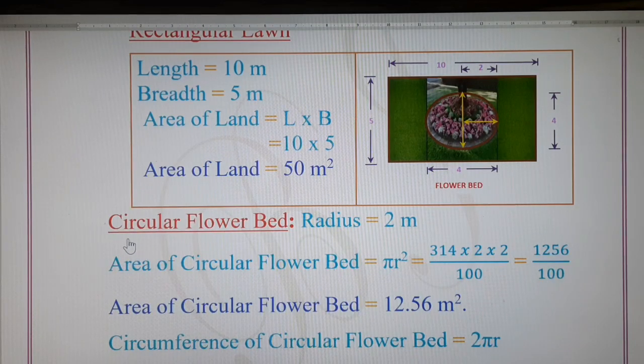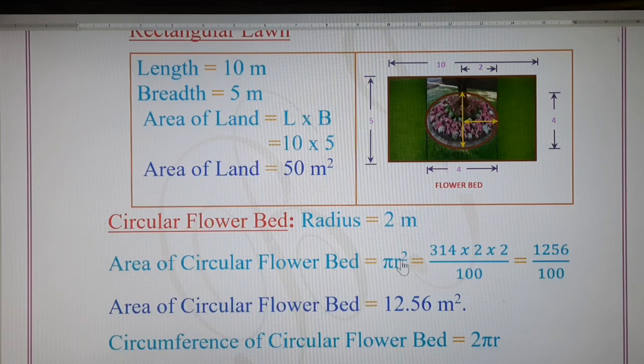So first, we will start with the heading of this second topic. The second topic is circular flower bed. And we have written down the radius. Radius is 2 meters. And we have to calculate the area of this circular flower bed. And the formula we'll use is pi r square, where pi's value we'll take as 314 upon 100, or we can say 3.14. The decimal point in 3.14 we'll remove and write it as 314 upon 100.